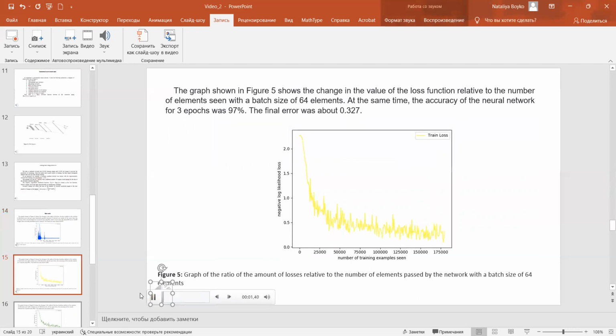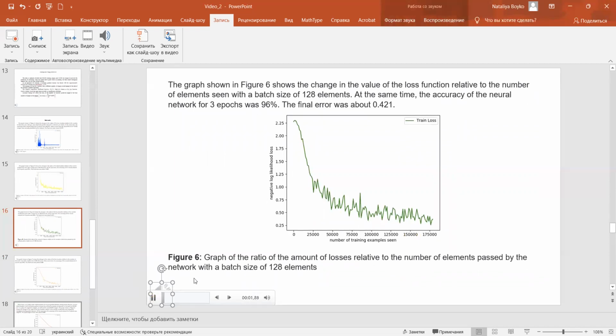The graph shown in figure 5 shows the change in the value of the loss function relative to the number of elements seen with a batch size of 64 elements. At the same time, the accuracy of the neural network for 3 epochs was 97%. The final error was about 0.327. Figure 5. Graph of the ratio of the amount of losses relative to the number of elements passed by the network with a batch size of 64 elements.